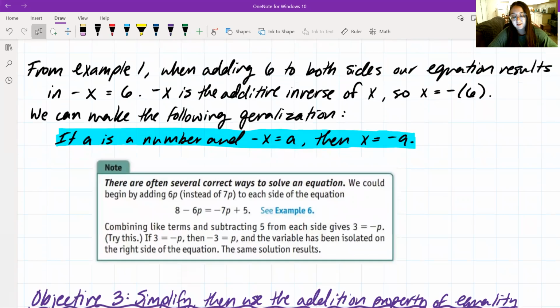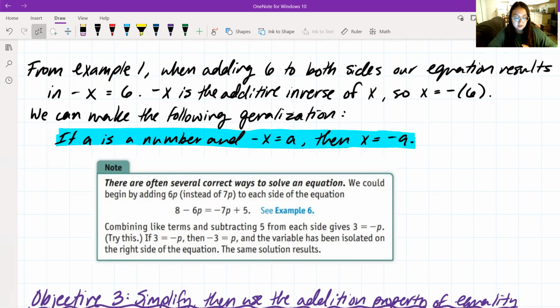We can also make the following generalization. If a is a number and negative x is equal to a, then x is equal to negative a. So moving forward in the future, if we ever get something like this where we get a negative x is equal to some number, we can change this into x is equal to negative of whatever that number is.